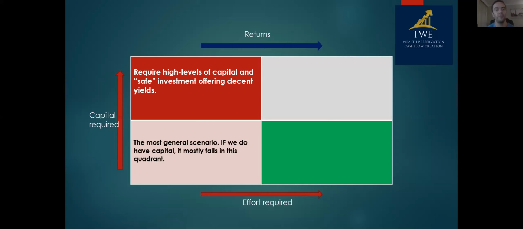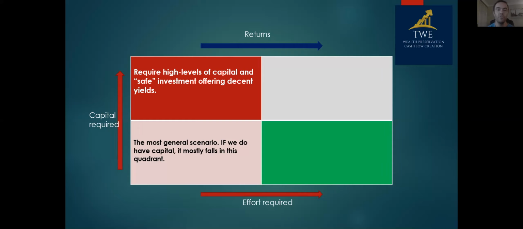The second quadrant is when you have little capital required and little effort that you put into your investment as well. That's the most general scenario because most of us are sitting in day jobs. Most of us are trying to make ends meet. Many people are living and working from paycheck to paycheck, which is really sad. Trying to build up a pension, which again gets diminished because of reduced returns that we now see in the markets and a lot of uncertainties and market crashes, etc.